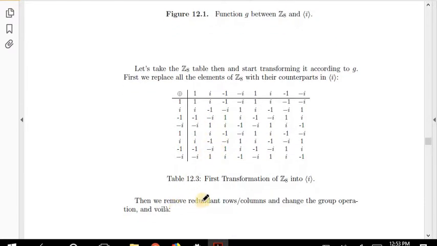All right, now here it says we remove redundant rows and columns and change the group operation. Now, for instance, this one row here appears twice. It appears here and it appears here. So I can just cross out this row. This i row appears here and here, so I'm going to cross out this row. This -1 row appears here and here. I'm going to cross out the -1, cross out the -i. Similarly, this one column appears twice. I'll cross this one out, this one out, this one out, this one out. Those are redundant. What I have here is now the same as the Cayley table for the cyclic group generated by i. So we have made some kind of relationship between Z8 and i.